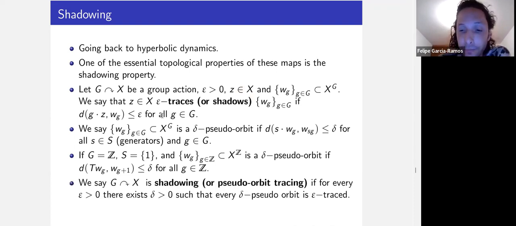So an action is shadowing, or has the pseudo-orbit tracing property, if for every epsilon there exists delta such that every pseudo-orbit that is good in terms of delta can be epsilon-traced by some point x. So it's kind of going from local to global. A pseudo-orbit is a local property, and epsilon-tracing is a global property. So if a pseudo-orbit is good locally, it's going to be good globally. This is what shadowing means.